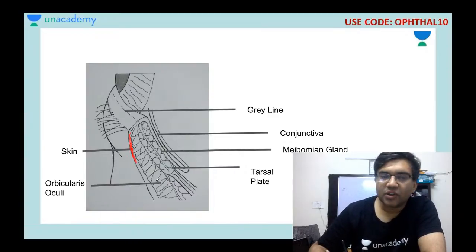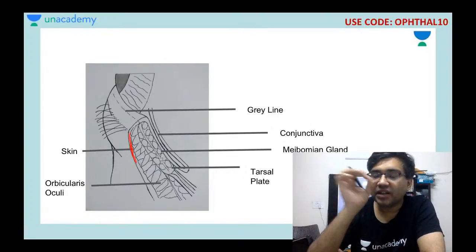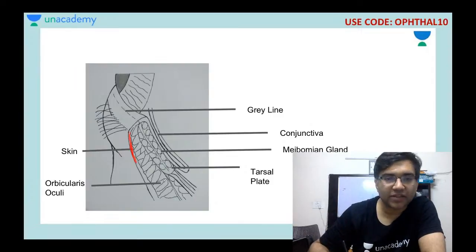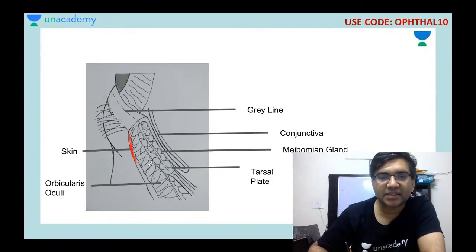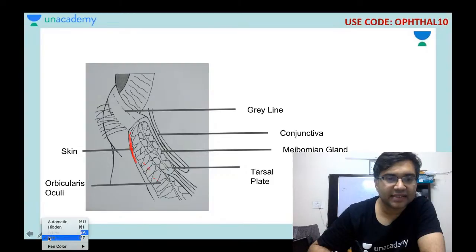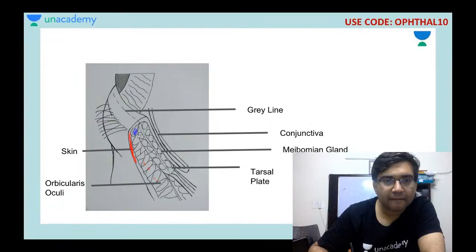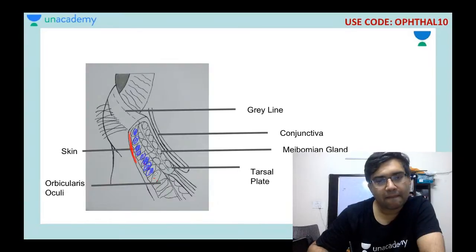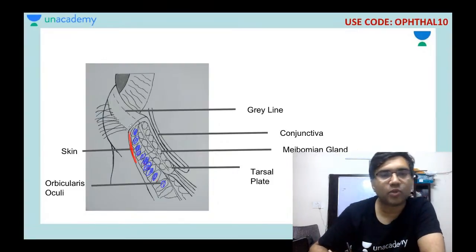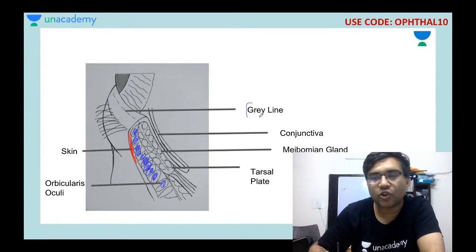This is the skin. Beneath the skin, we have a very important muscle which is orbicularis oculi. This is the muscle which is orbicularis, I just made it with blue color. Then, this line is basically dividing the eyelid into the anterior and posterior part. This line is called the gray line.